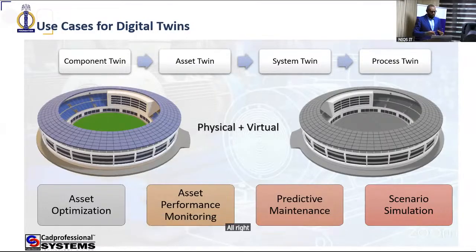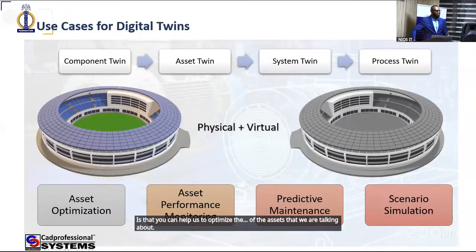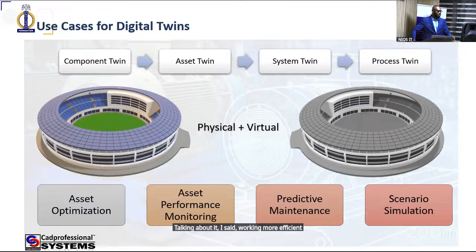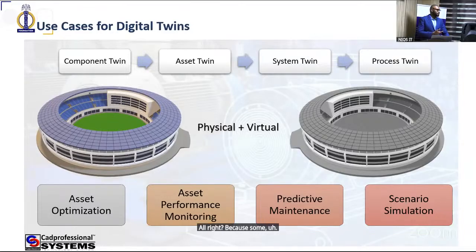All right. But part of the things that we can actually achieve using digital twin is that it can help us to optimize the assets that we are talking about. Talking about the asset working more efficiently, like I mentioned the example of the ceiling fan, for example. Then it can also help us to have asset performance monitoring. Now we have an effective way of monitoring what exactly that system is doing. All right. Because some equipment is actually very difficult to monitor physically.